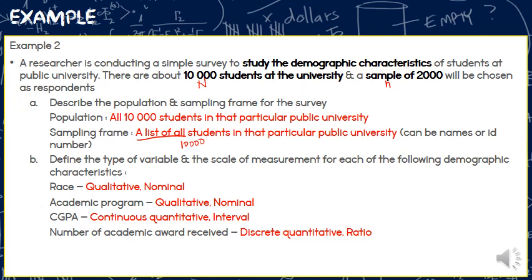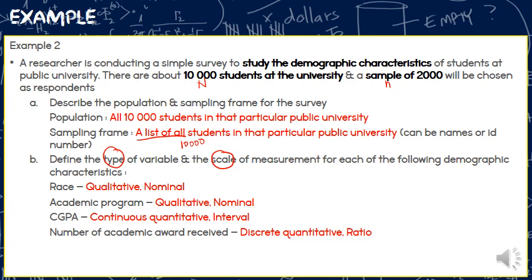students' name. Okay? Define the type of variable and the scale of measurement for each of the following demographic characteristic. Dia tanya you type of variable, dia tanya you scale. Type ada dua, kualitatif atau kuantitatif. Kuantitatif boleh jadi discrete, boleh jadi continuous. Be specific. Scale of measurement ada 4, nominal, ordinal, interval, ratio.